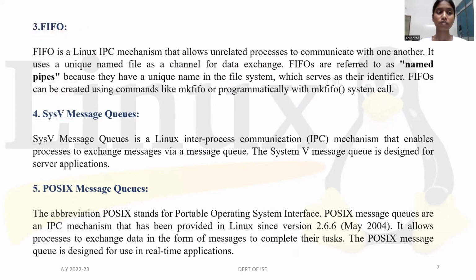FIFO, first in first out, is a Linux IPC mechanism that allows unrelated processes to communicate with one another. It uses a uniquely named file as a channel for data exchange. FIFOs are referred to as named pipes because they have a unique name in the file system which serves as an identifier. FIFOs can be created using commands like mkfifo or programmatically with the mkfifo system call.